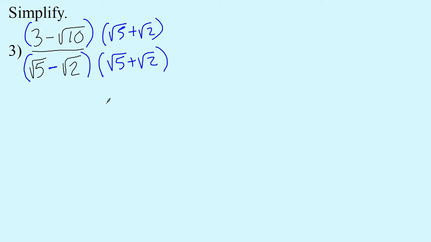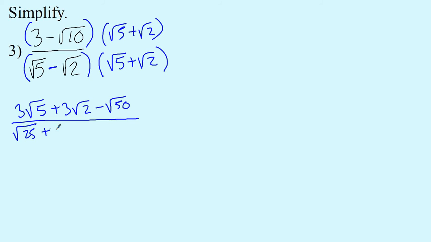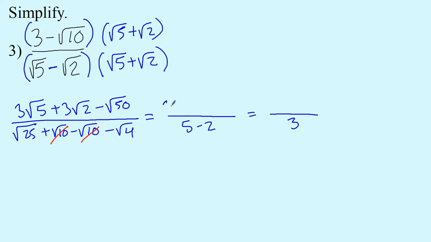Okay? So let's FOIL these out, do the numerator and the denominator. All right, if you did this correctly, in the denominator, those middle terms should cancel. All right, and why is that a great thing? Because the other radicals simplify. So we get a nice whole number. Okay, look at your numerator. You want to simplify as much as you can. I know the 5 doesn't simplify, the 2 doesn't simplify, the 50 does simplify, and then I can combine my like terms.